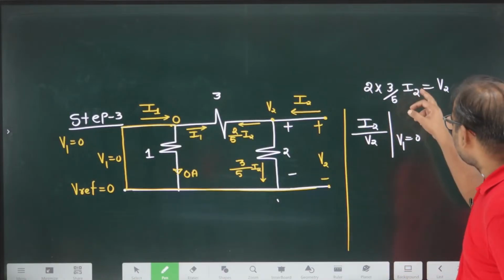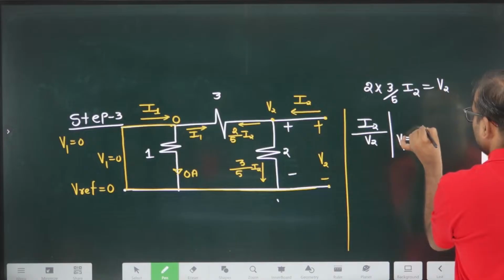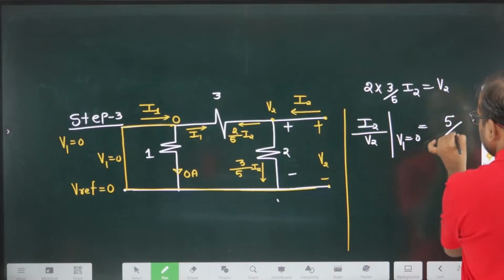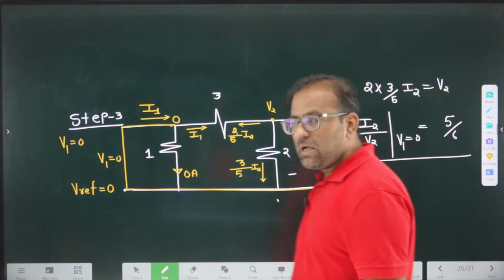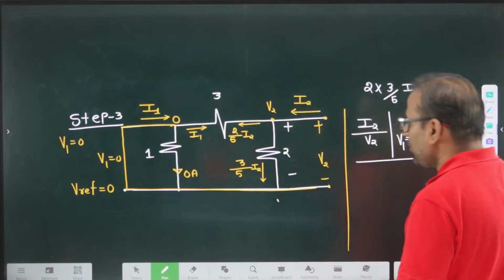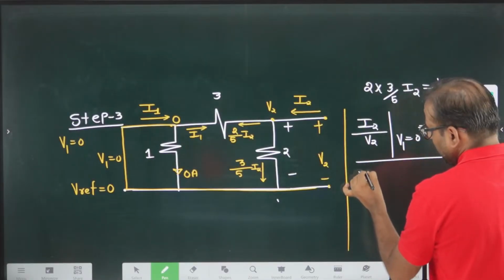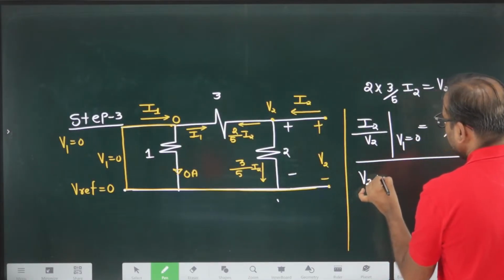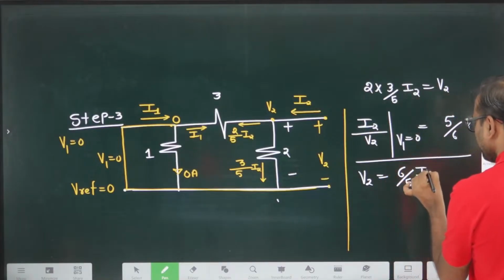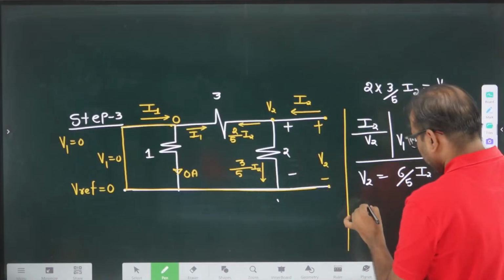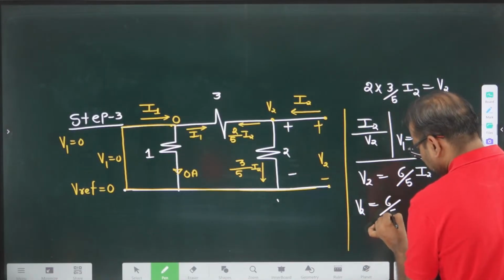Which ratio are we talking about? I2 divided by V2, by making V1 equal to 0. This ratio is 5 by 6. And what is the value of the remaining parameter? So you can say V2 is equivalent to 6 by 5 times I2.